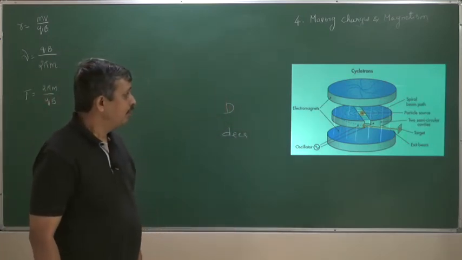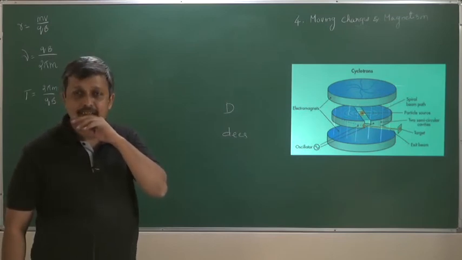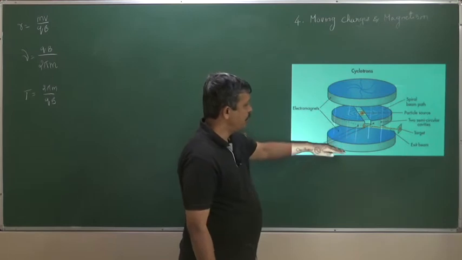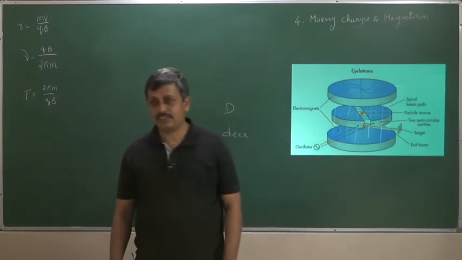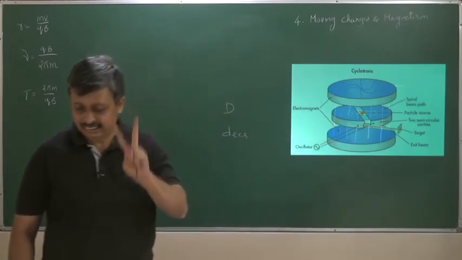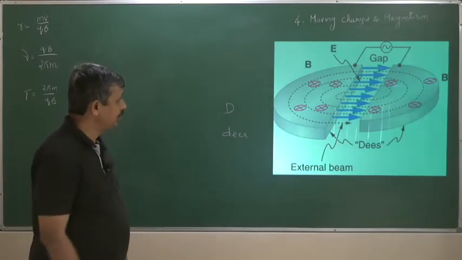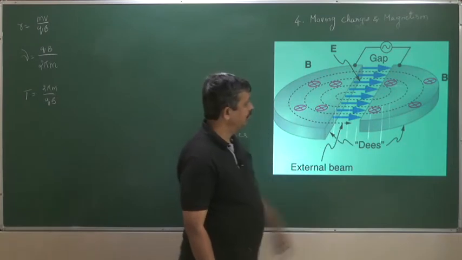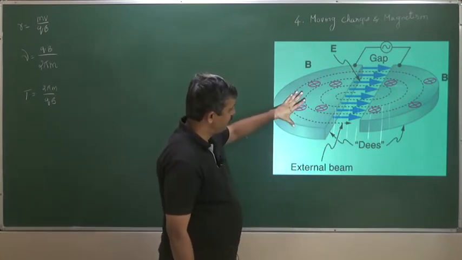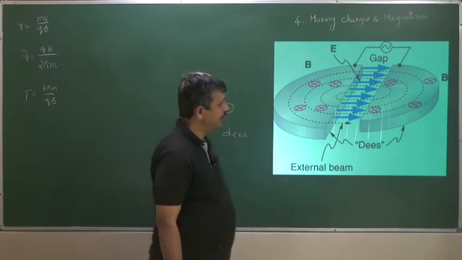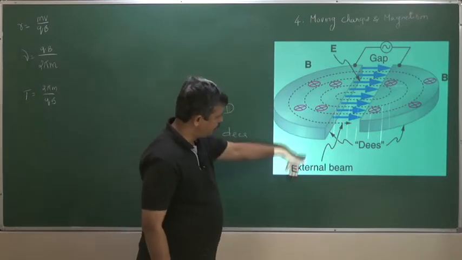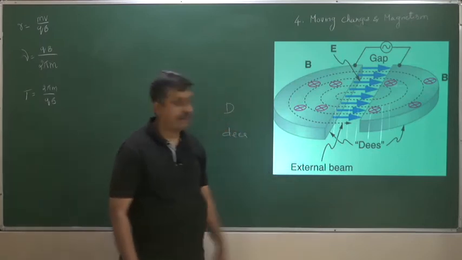So what happens inside that? Let us see. Now I am not going to worry about the top and bottom and only expand the middle one, which is the two D's. These are called D's. This is a semicircular one, and you can see the cavity inside. Now, in this case, from top to bottom there is a magnetic field.